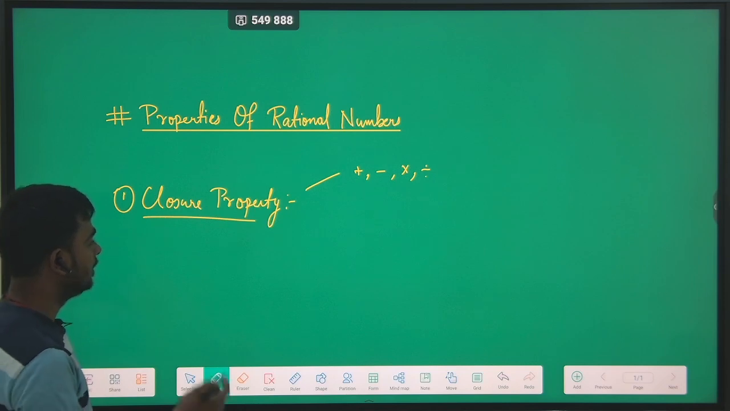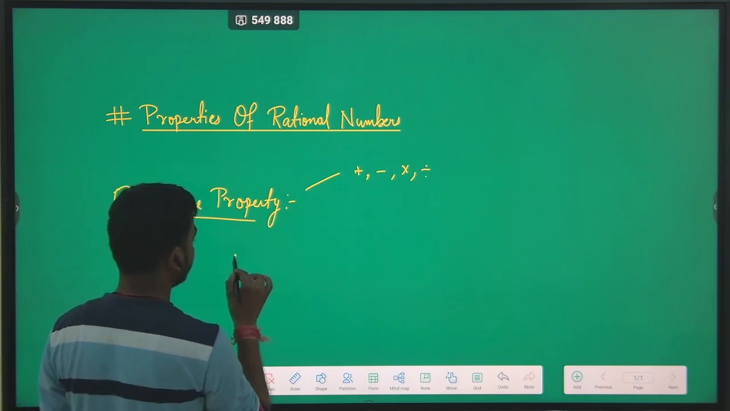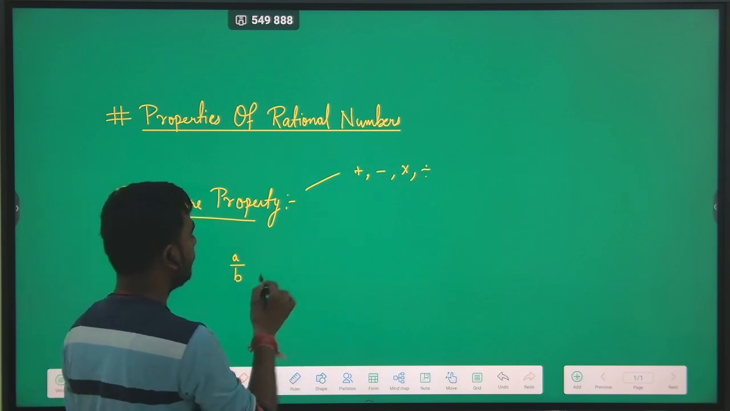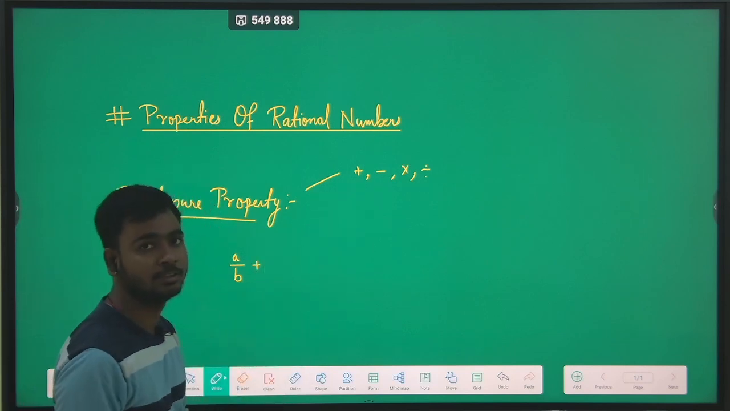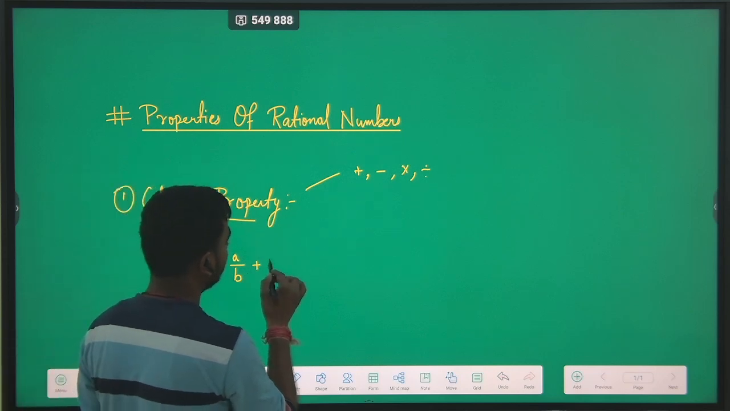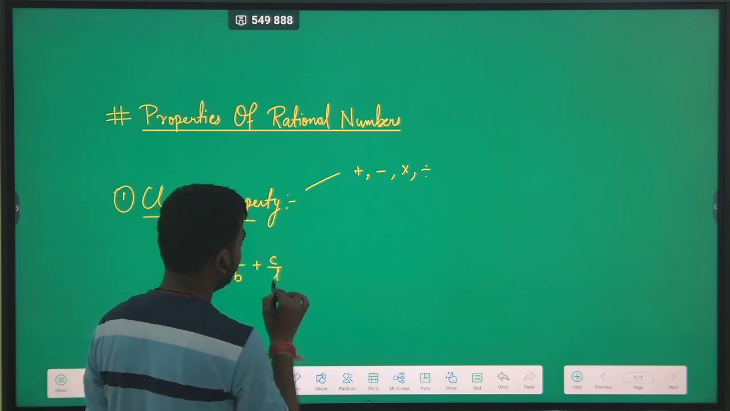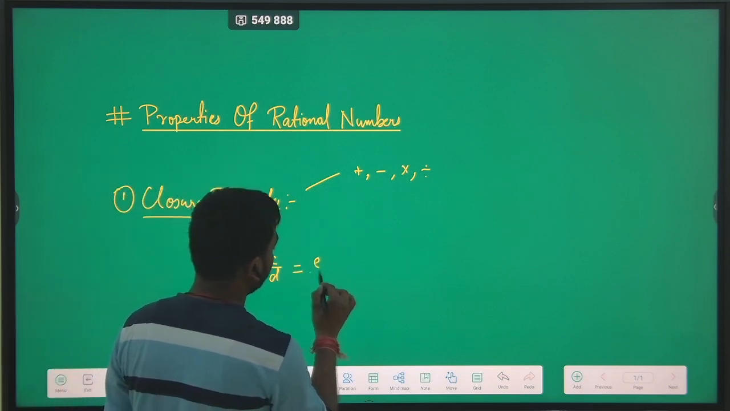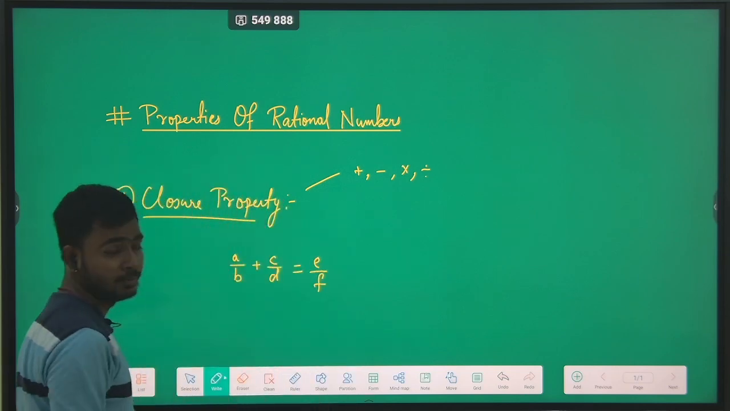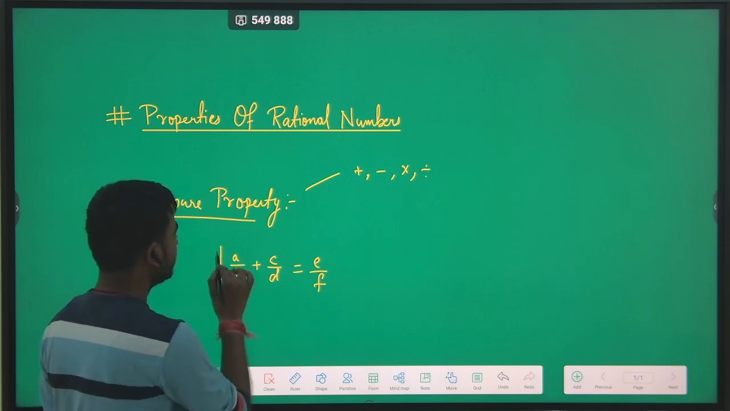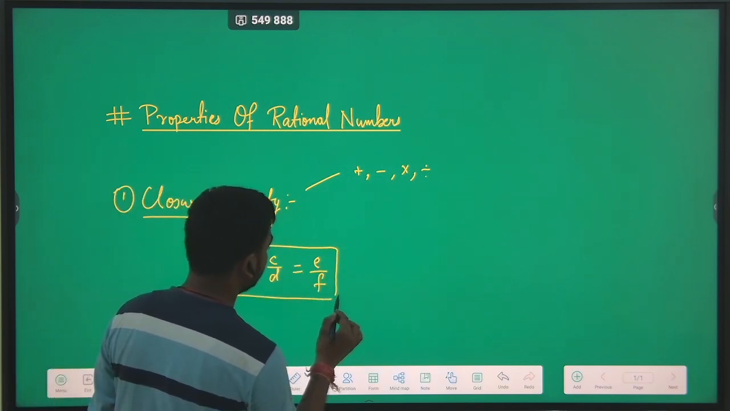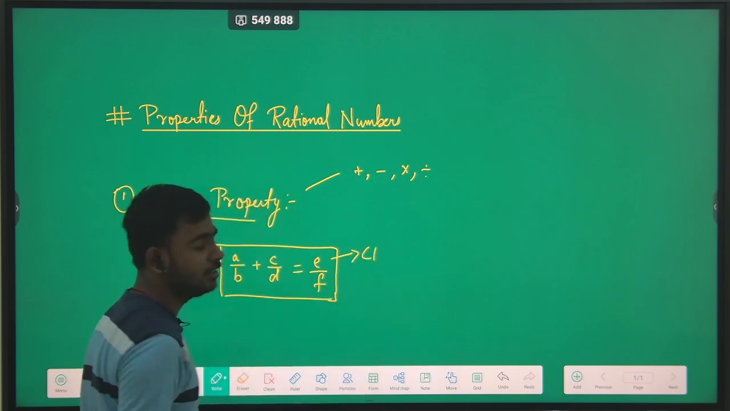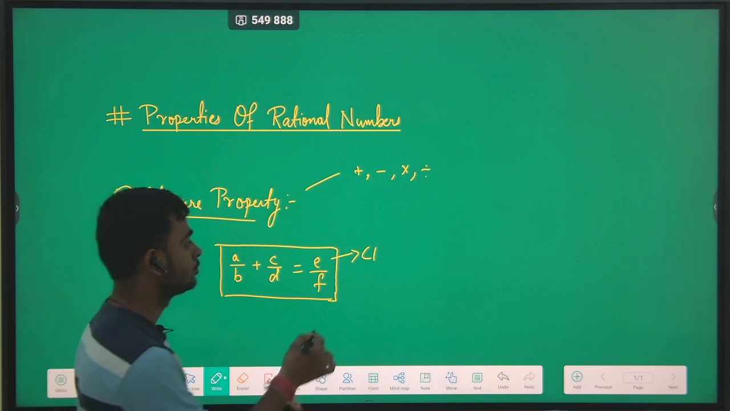For example, let us suppose that our first rational number is a upon b, and the fundamental operation is addition. When it is operated with another rational number, c upon d, if we get a value that is e upon f, another rational number, then we say that rational numbers follow closure property, or rational numbers are closed.